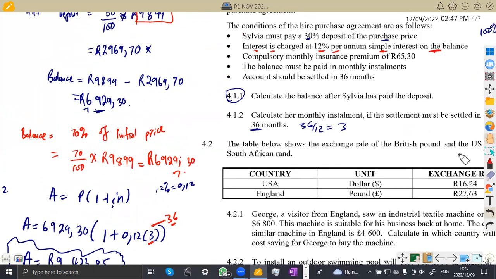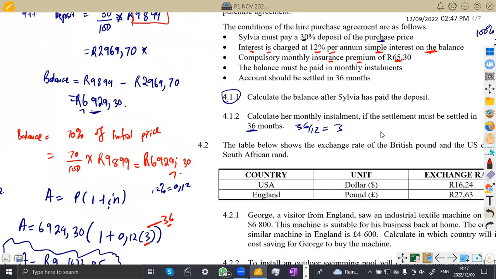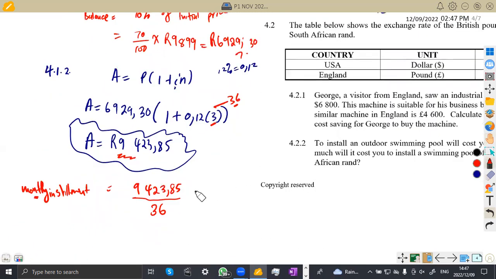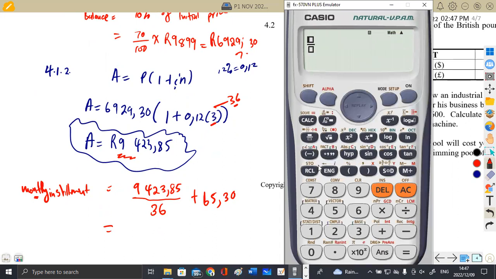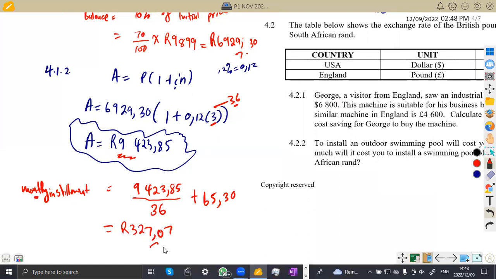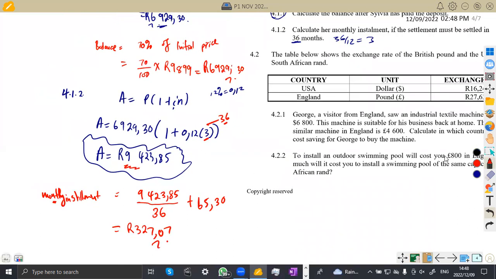All right, this was supposed to be the original value, but take note what happened here: there is a compulsory insurance premium of 65.30. So the insurance is added to the monthly installment. So you're going to add the insurance, which is 65 Rand 30. You can even use your calculator here. That's 9423.85 over 36, whatever we get here, we add to 65.3. All right, that's the answer that you're going to have, which is 327.07 Rand. So that was the monthly installment.